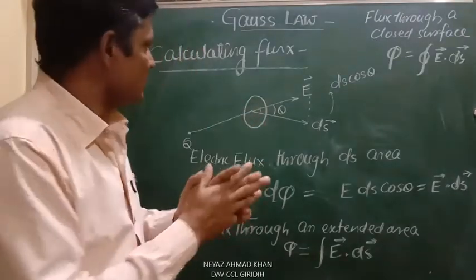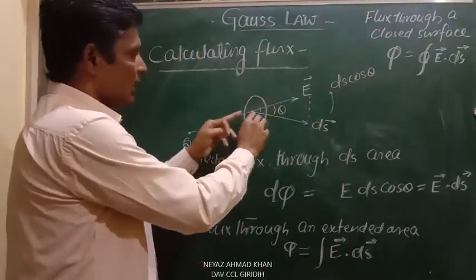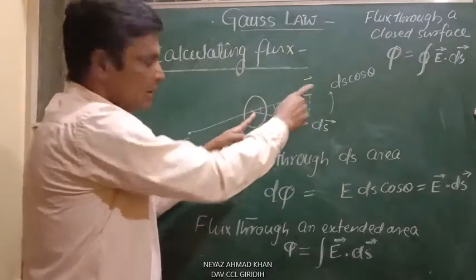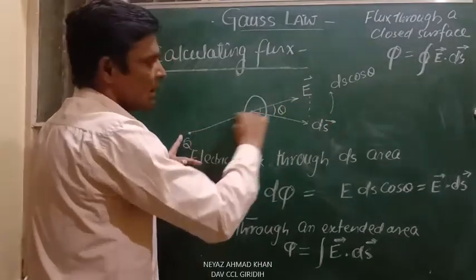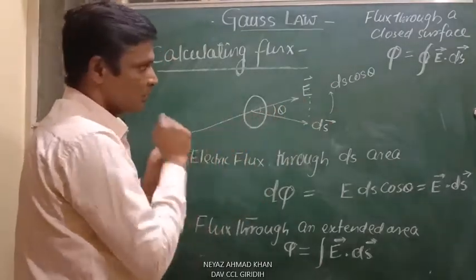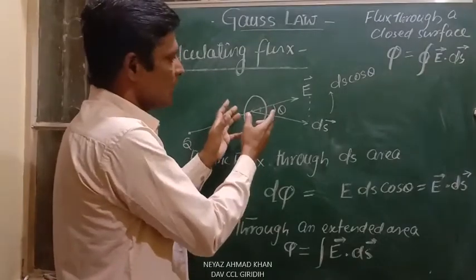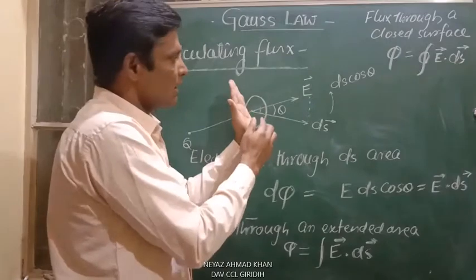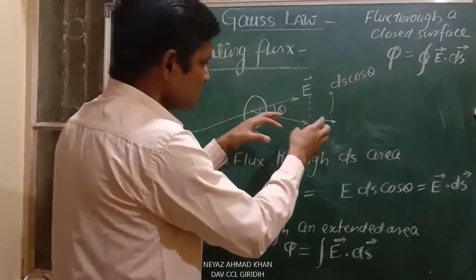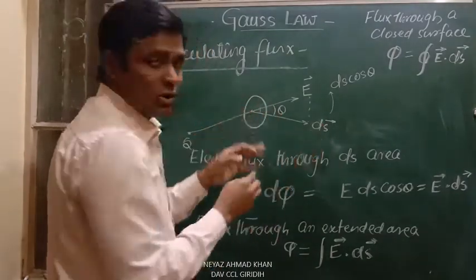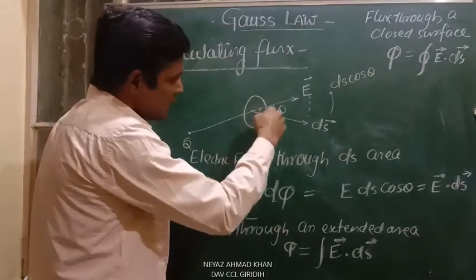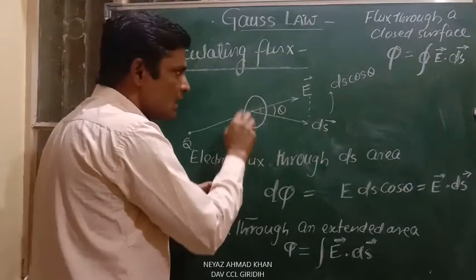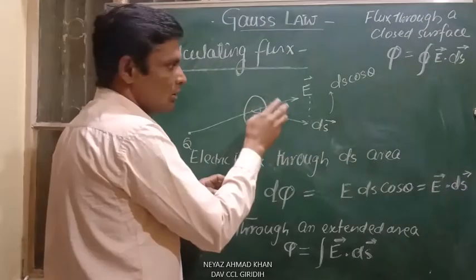So for that I have taken a small area, and at this point, due to this charge, there is an electric field E, and the direction of this electric field is along the line joining the point and the charge. Here the area is not normal to the electric field lines. It has to be made normal. So ds is the area in this direction, normal to the given area. This area ds has this direction, so the electric field lines on this area are not normal to it.